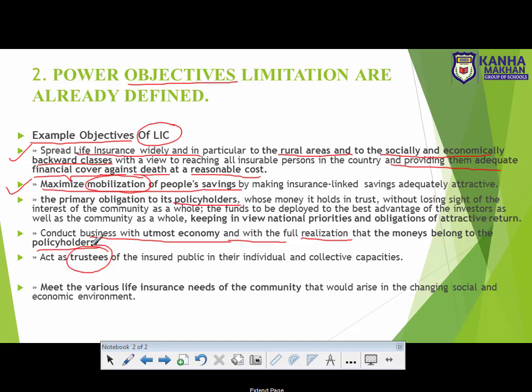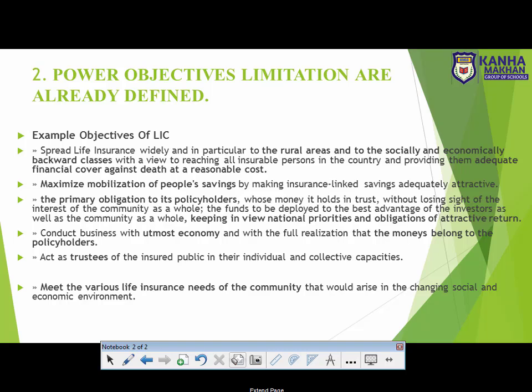It also acts as a guide, so that individuals and groups of members can be protected. They act as a trustee and guide them as per the situation. And the last one was to meet the various life insurance needs of the community that arise in the changing social and economic environment. As per the changing demand and economy, life insurance has also tried to keep up with the changing requirements. So these were the objectives we discussed here.